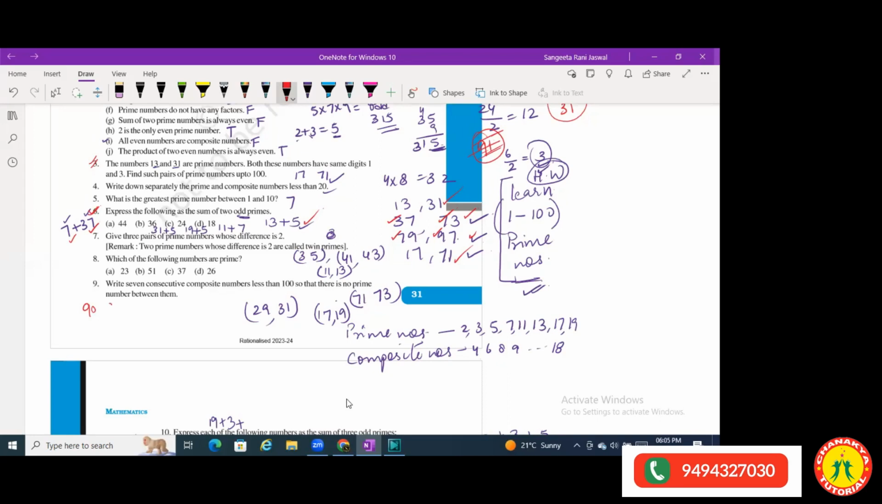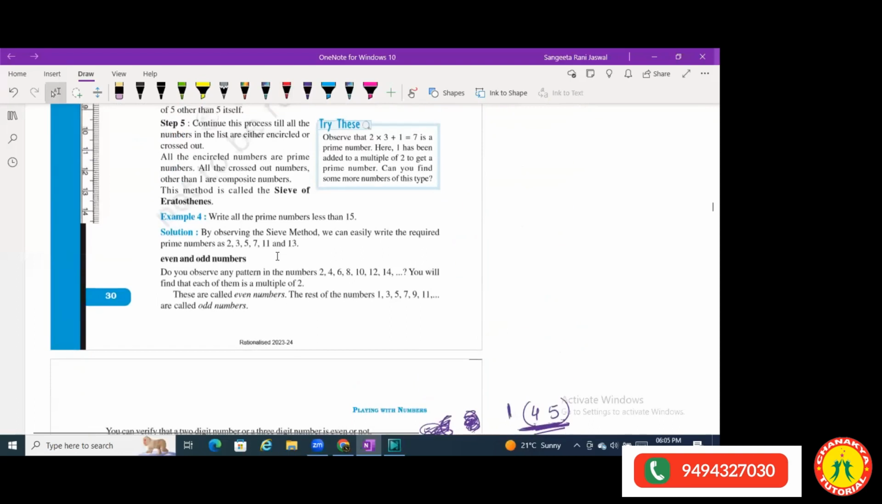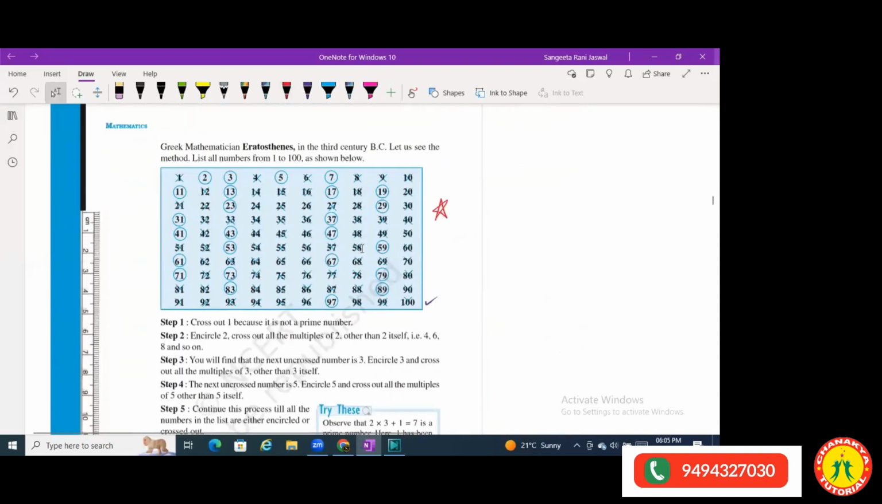So we have 7 numbers: 90, 91, 92, 93, 94, 95, 96. If you see the table which I had shown you, from 90 to 96 we have taken consecutive 7 numbers where no prime number is there. You can find more such sequences also.